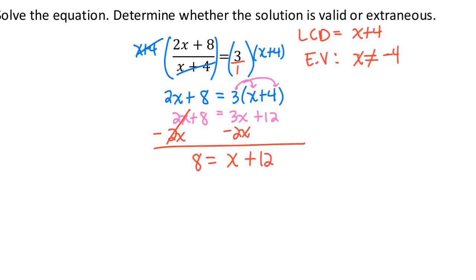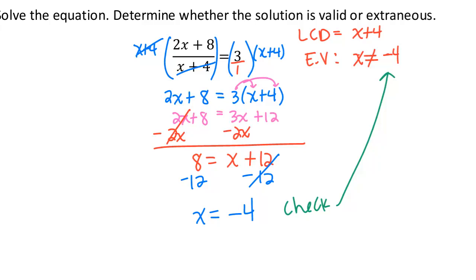Now my x's are on one side. Now I have to move the numbers to the other. So how can I get this 12 over to this side? Subtract 12 from each side. And that's going to give us x equals what? Negative 4. So if you check it, you're supposed to check the excluded values.